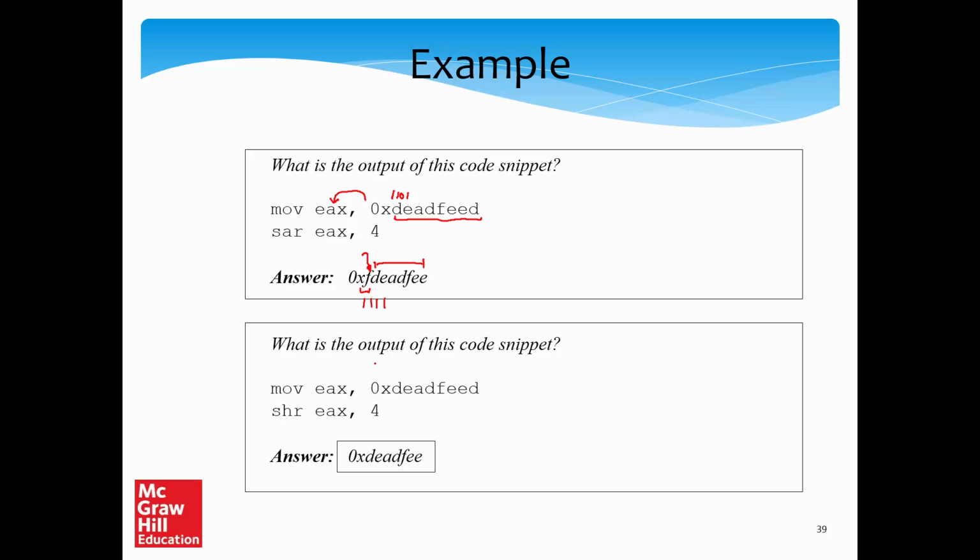Now let's do the same thing but with a logical shift right. In this case, the only difference is that the most significant digit is actually 0. So the answer is 0x0EADBEEF. Since the leading 0 need not be explicitly mentioned, the answer is 0xEADBEEF.